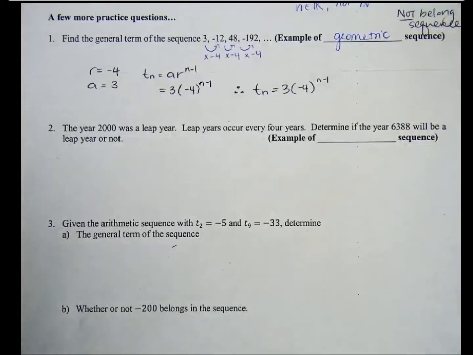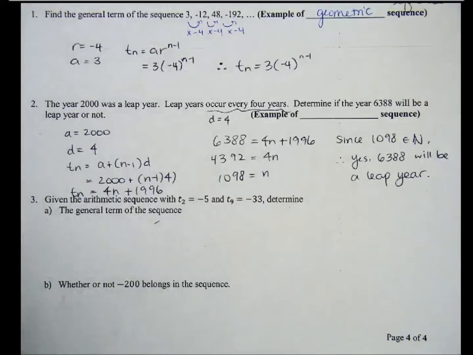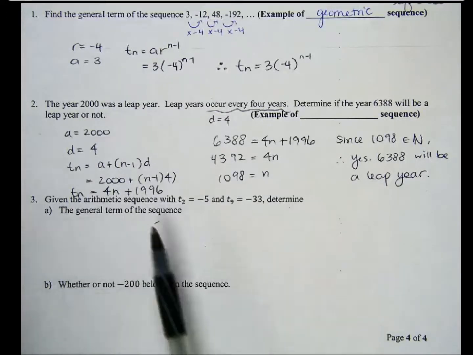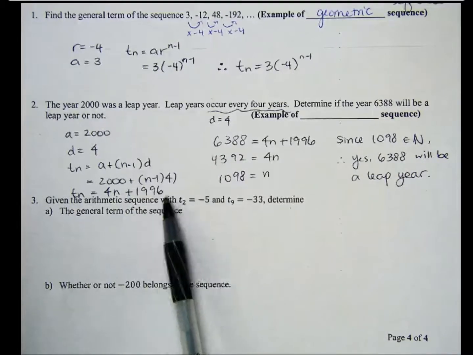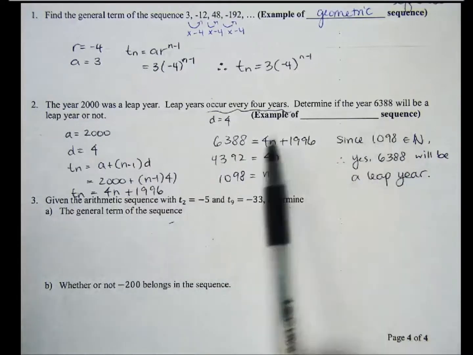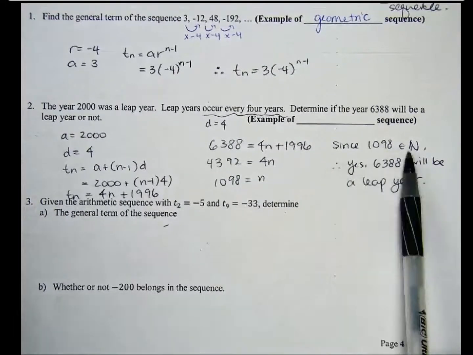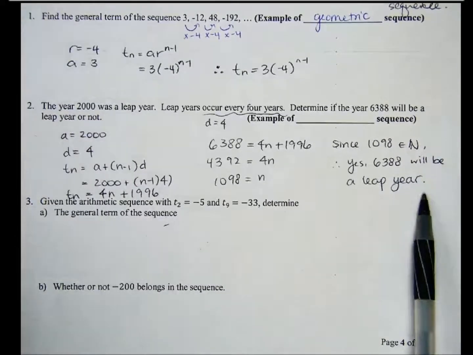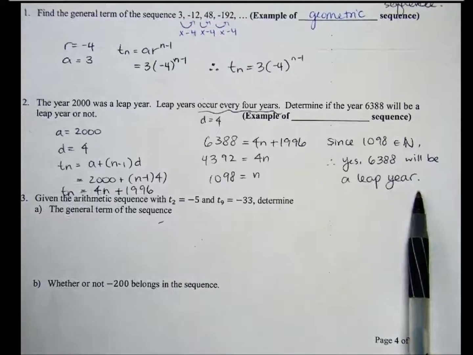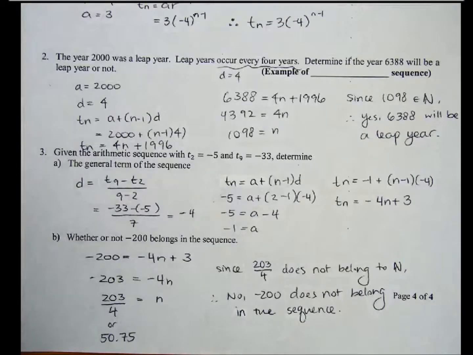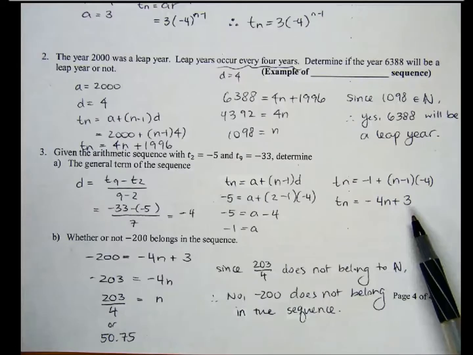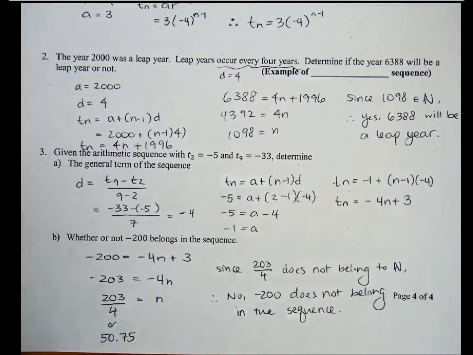Okay, so here's the full solution to number 1. Tn is equal to 3 times negative 4 to the power of n minus 1. For question number 2, you can assume that the first term is 2000, and if you figure out the general term as 4n plus 1996, then plug in 6,388 for Tn and solve for n, you should get a whole number for n. Since that whole number belongs to the set of natural numbers, yes, the year 6,388 will be a leap year. Okay, last example, you should get Tn equals negative 4n plus 3 for the general term, and no, negative 200 does not belong.